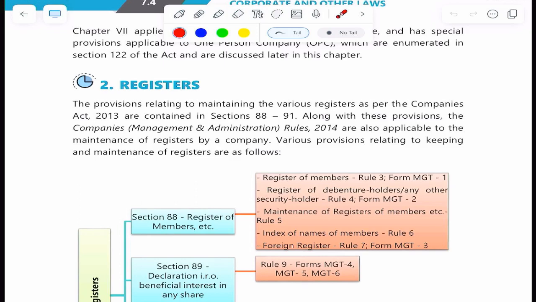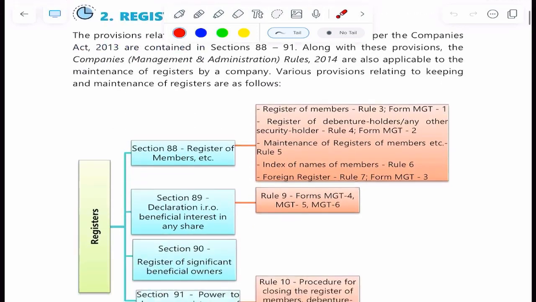Section 88: Register of Members, etc. Register of Members, Rule 3, Form MGT 1. Register of Debenture Holders or any other security holder, Rule 4, Form MGT 2. Maintenance of Register of Members, etc., Rule 5. Index of Names of Members, Rule 6. Foreign Register, Rule 7, Form MGT 3.